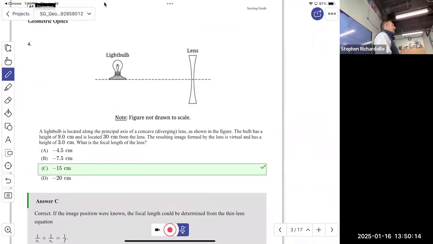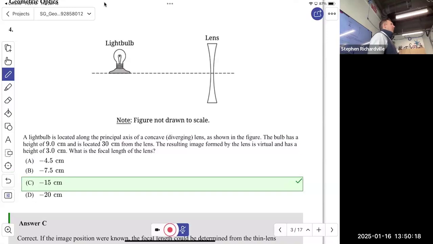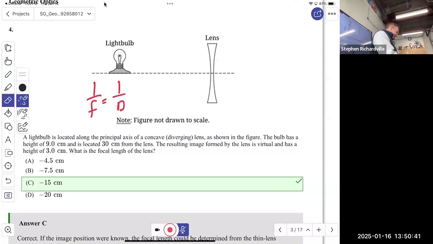Negative 15. We good there? So the resultant image formed by the lens is virtual and has a height of 3 centimeters. Well, first off, it has to be virtual. I don't know of any image created by a diverging lens that isn't virtual. What's the focal length of the lens? Well, remember, 1 over f. I'm going to go ahead and solve these for anybody. Again, not negative di. I need negative f though, right? Negative f equals 1 over do plus 1 over di.